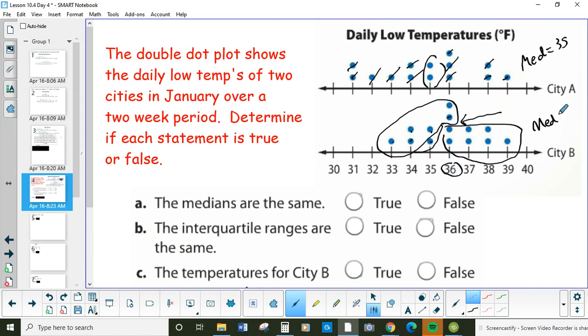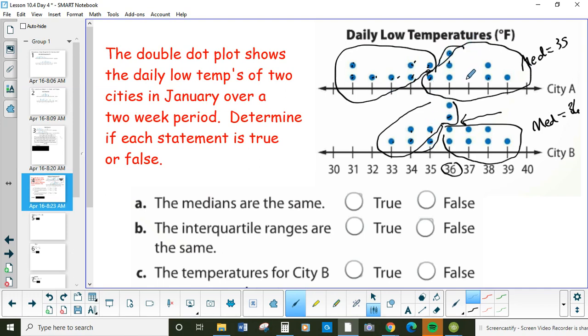Let's use that method and check city A and see if we get the same thing, okay? Let's find the median over here by counting all the numbers first. 1, 2, 3, 4, 5, 6, 7, 8, 9, 10, 11, 12, 13, 14. So half of 14 is 7, so count the first 7. 1, 2, 3, 4, 5, 6, 7. This is the first half. This is the second half. In the middle is 35. So if you like that method, you guys can go ahead and use that. Now, are the medians the same? Answer, no, they're not the same. There's a difference of 1 between those two.